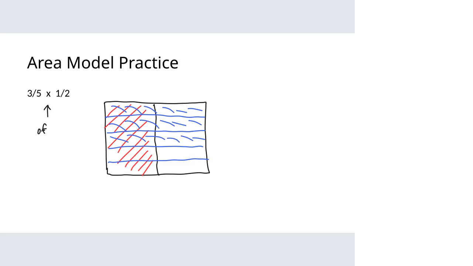And then what I end up with as being shaded by both colors, both directions, is I have 1, 2, 3 of the pieces shaded out of 1, 2, 3, 4, 5, 6, 7, 8, 9, 10. And so 3/10 would be my result, multiplying this with the area model. And we can kind of see that 3/5 times 1/2 is certainly going to be 3/10. Let me know if you have questions or if you had any trouble with that, but that's using the area model for multiplication.